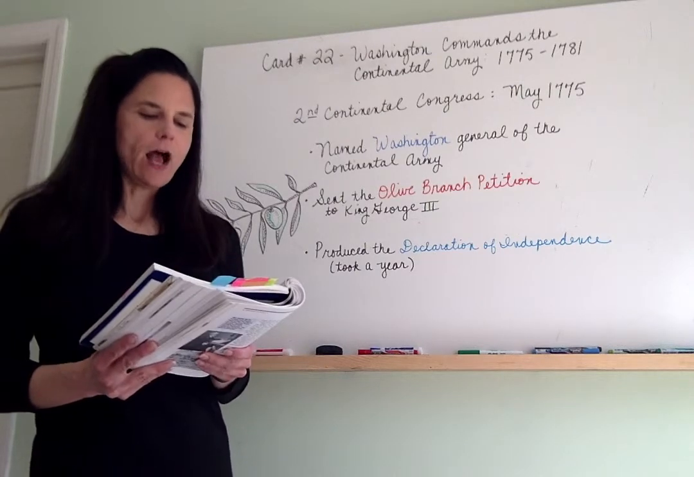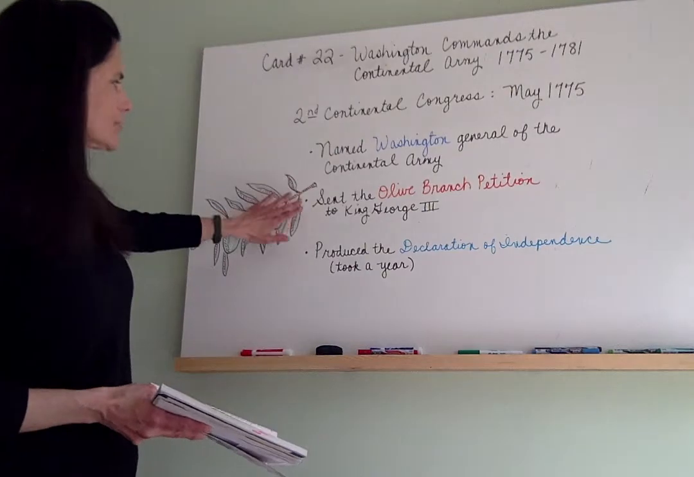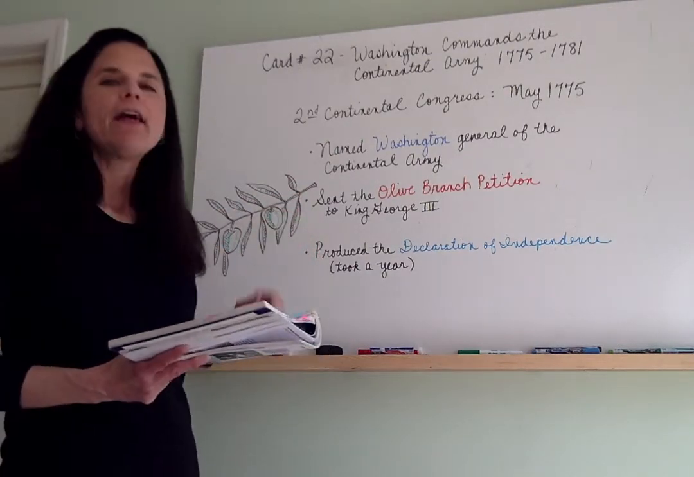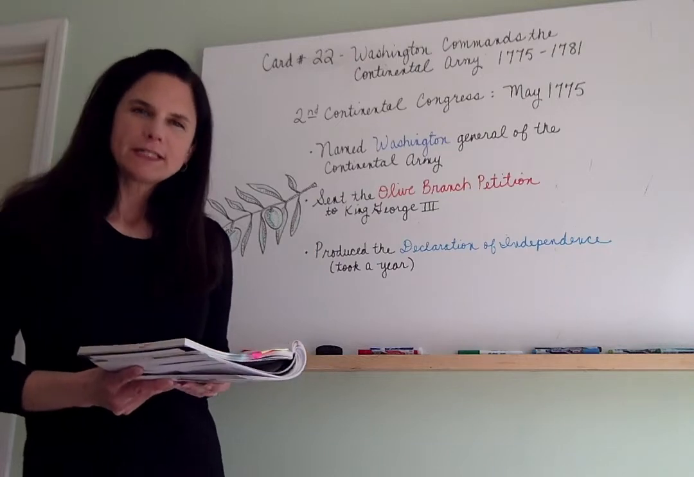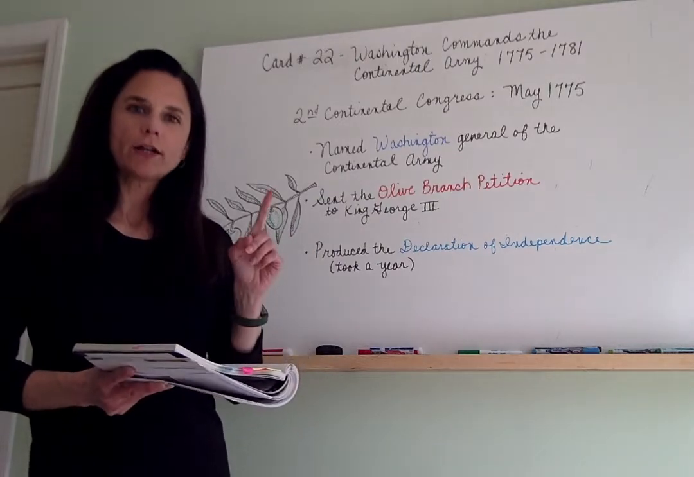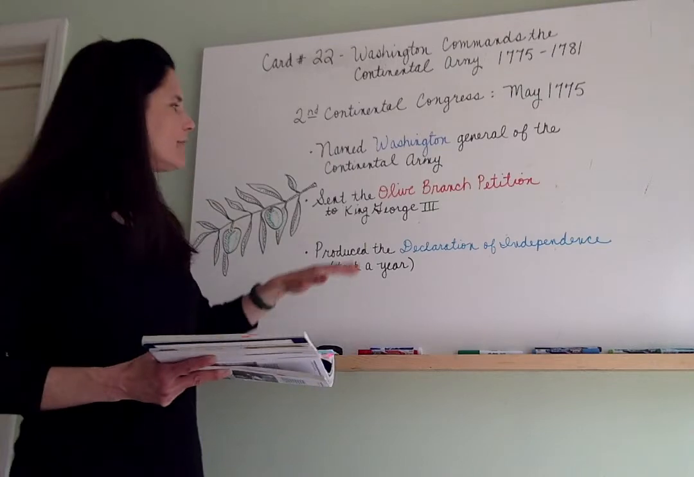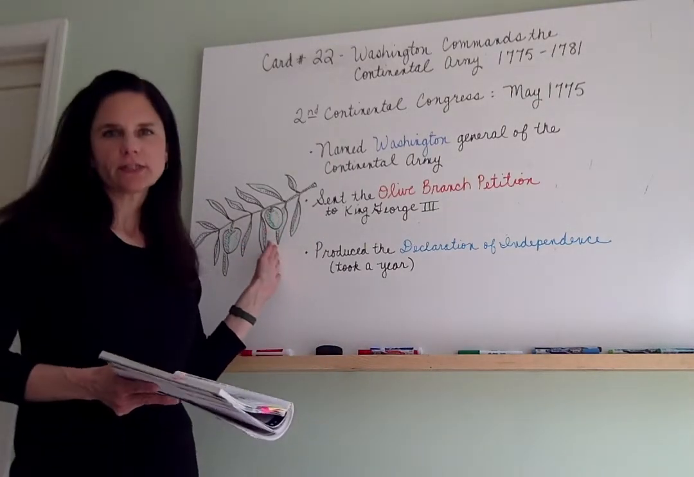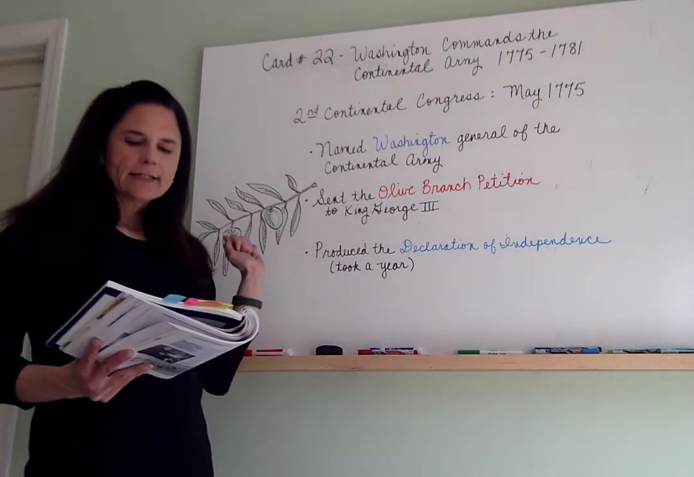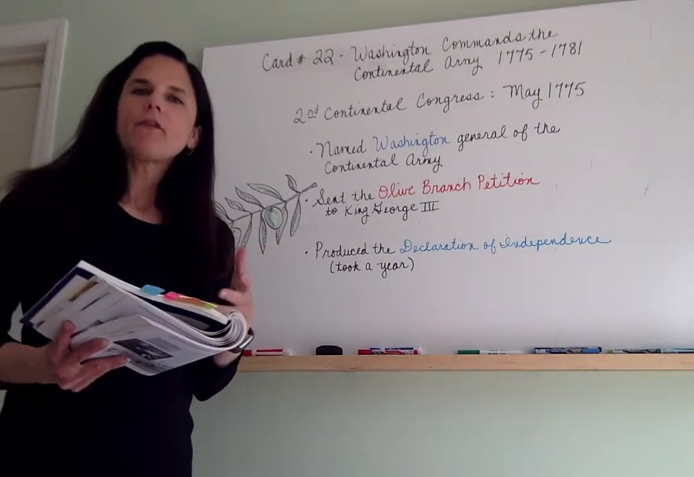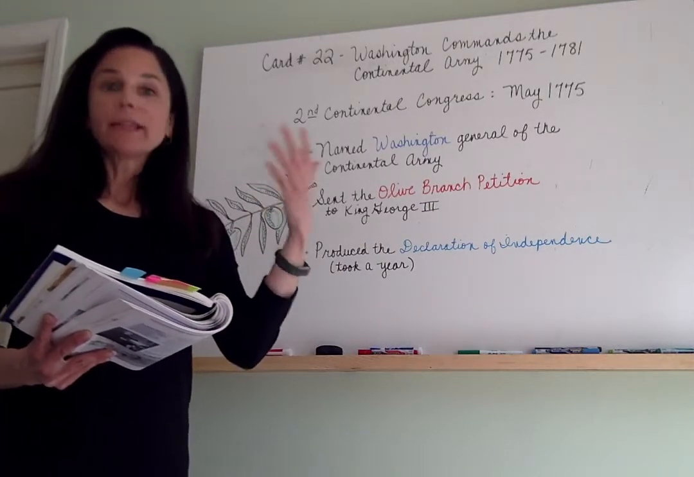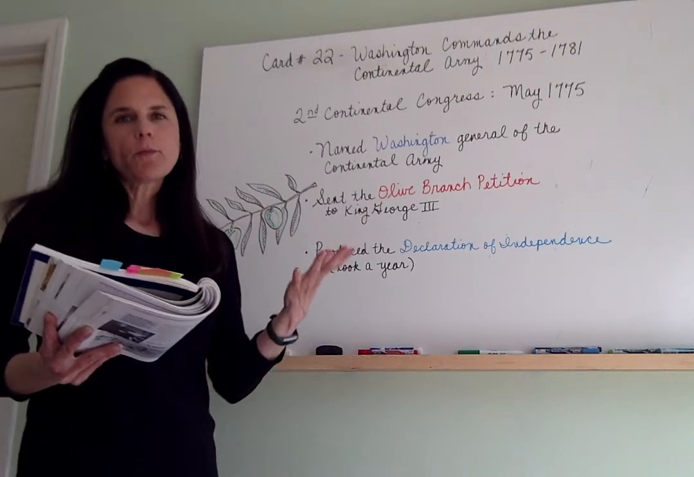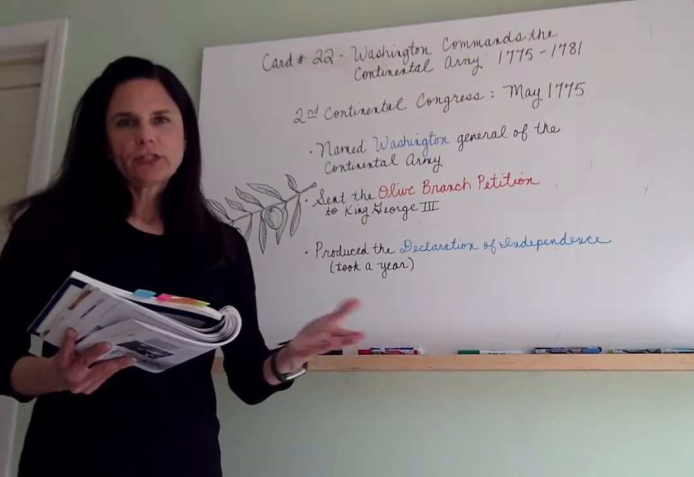In the meantime, the Continental Congress tried to patch things up with King George III of England. They sent another petition to King George. Remember, the First Continental Congress did this as well. And this one was called the Olive Branch Petition because an olive branch is a symbol for peace. This was a letter asking the king to once again just consider their problems and petitions.